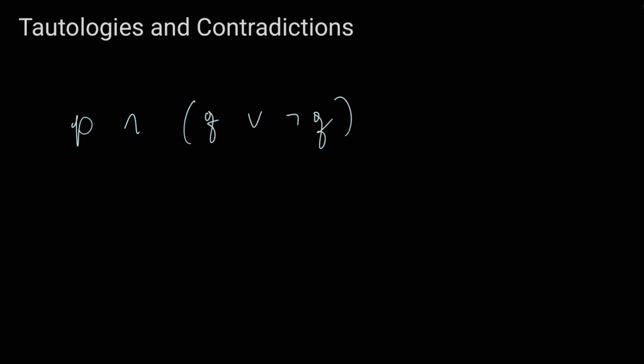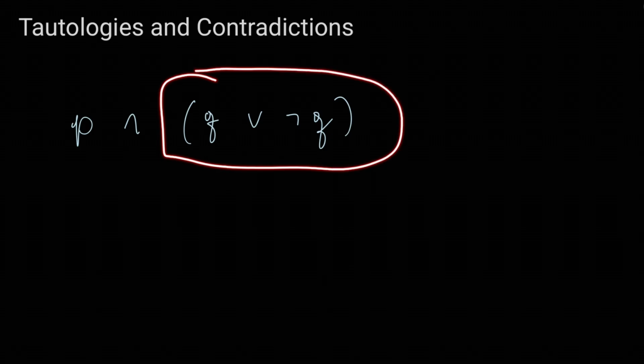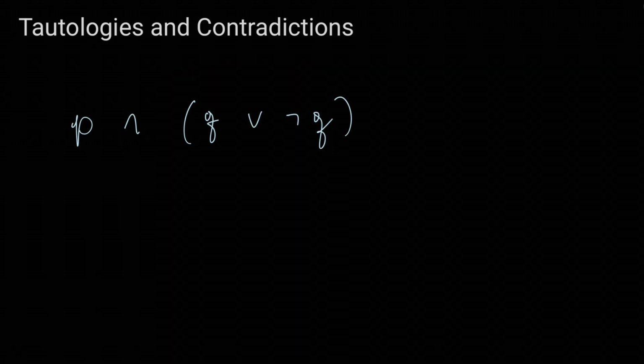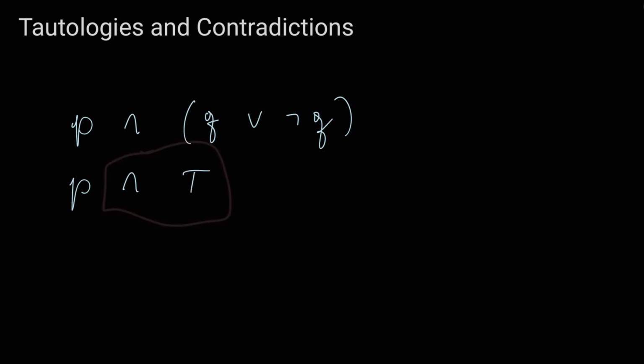Let's now see how we can simplify statements using tautologies and contradictions. First, using a tautology. Suppose we have this compound statement, P and (Q or not Q). Now notice that Q or not Q is a tautology because it's always true. So this, in fact, is P and true. And anything and true is just the original thing. So this simplifies to P. So we can say that P and (Q or not Q) is logically equivalent to just P.